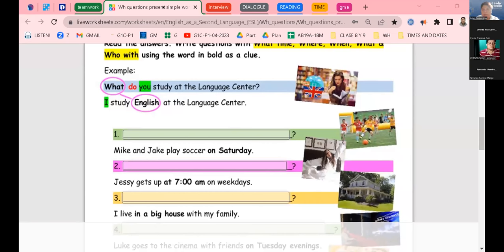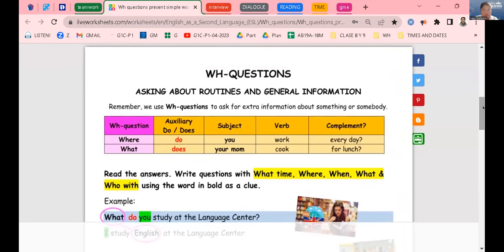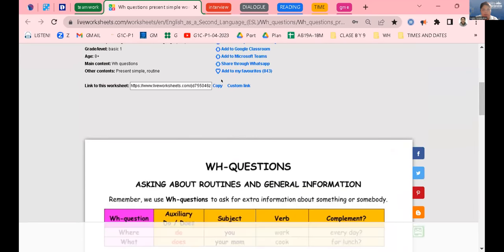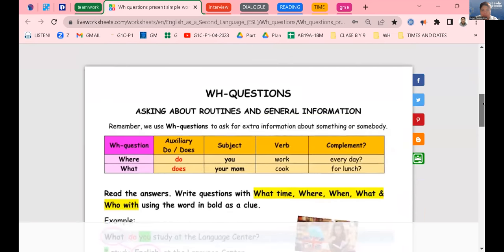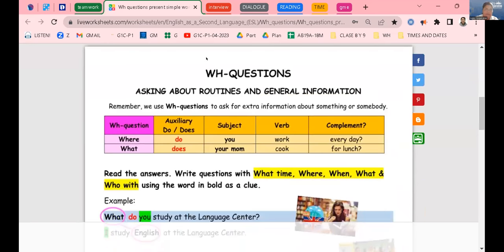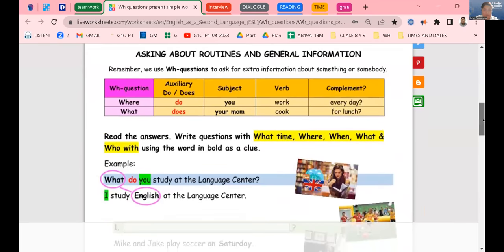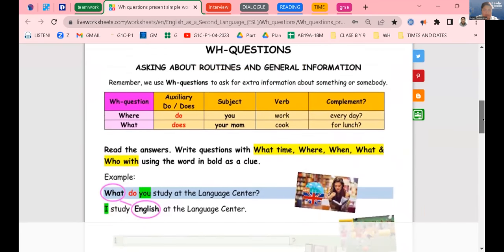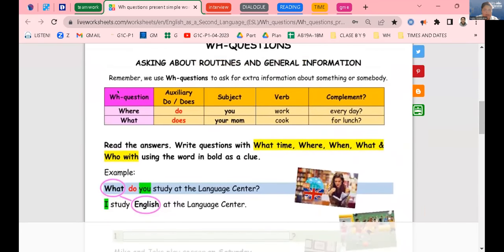Okay, guys, welcome back. So we continue and we're going to have a practice on the double H questions. As you remember, we were practicing the structures in some previous exercises, but we will continue checking some exercises, okay? Let's look again at the structure. Remember, we need the double H question plus the auxiliary verb plus the subject plus a verb.